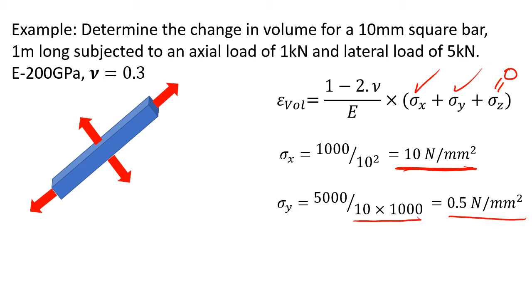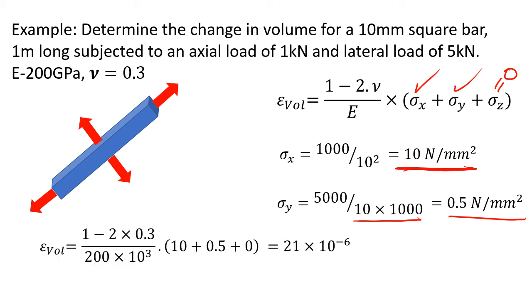So these two values now we can just put into the top equation. So we've got 1 minus 2 times Poisson's ratio over the Young's modulus, multiplied by the summation of the different stresses. So in here, this one is sigma X, obviously, and this is sigma Y, and the 0 is sigma Z. If we calculate that through, then we get a volumetric strain of 21 times 10 to the minus 6.